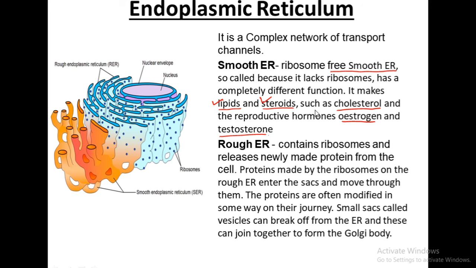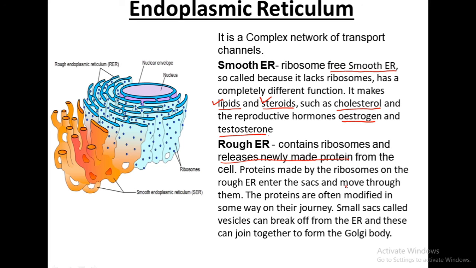The next is the rough endoplasmic reticulum. Rough endoplasmic reticulum contains ribosomes and it releases newly made protein from the cell. So proteins made by the ribosomes on the rough endoplasmic reticulum enter the sacs and move through them. The proteins are often modified in some ways on their journey. Small sacs called vesicles can break off from the ER and these can join with the Golgi bodies.